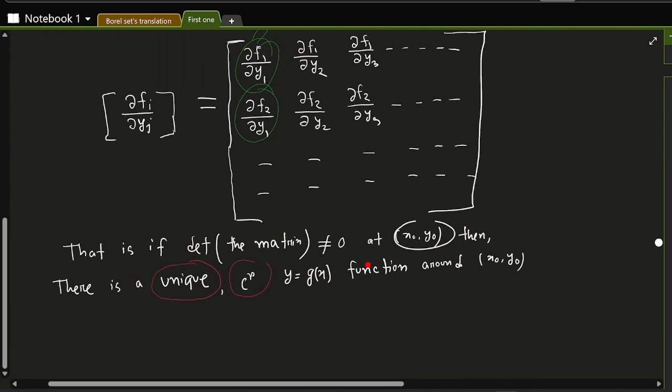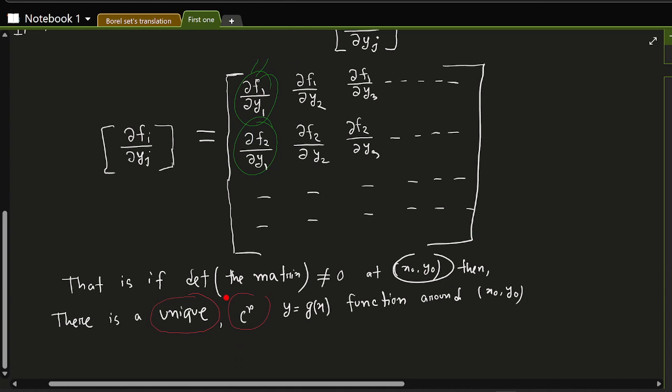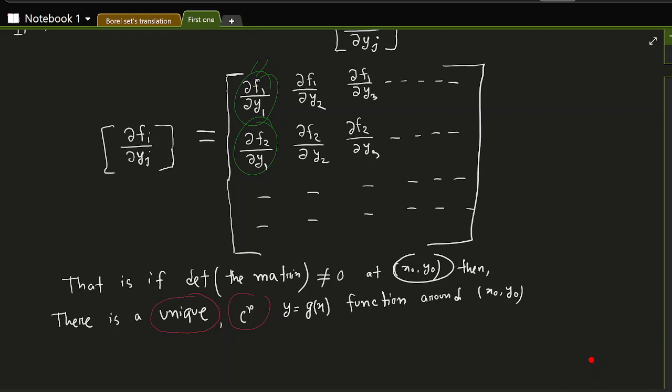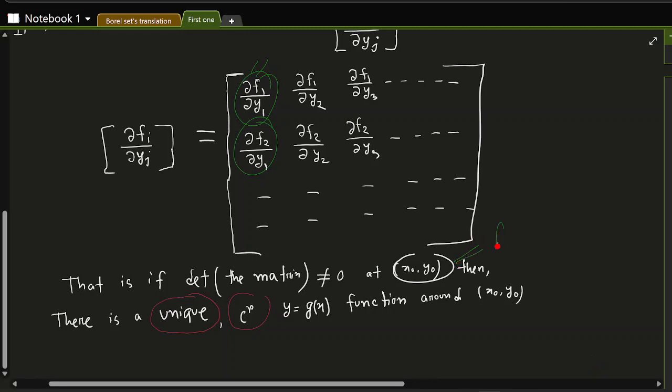Now, for this matrix to be invertible, which essentially means that the determinant of this matrix is non-zero at a particular point x0, y0, where x0 and y0 satisfy our implicit function, this theorem states that there exists such a function g of x that goes through this point, and it is unique and r times differentiable.